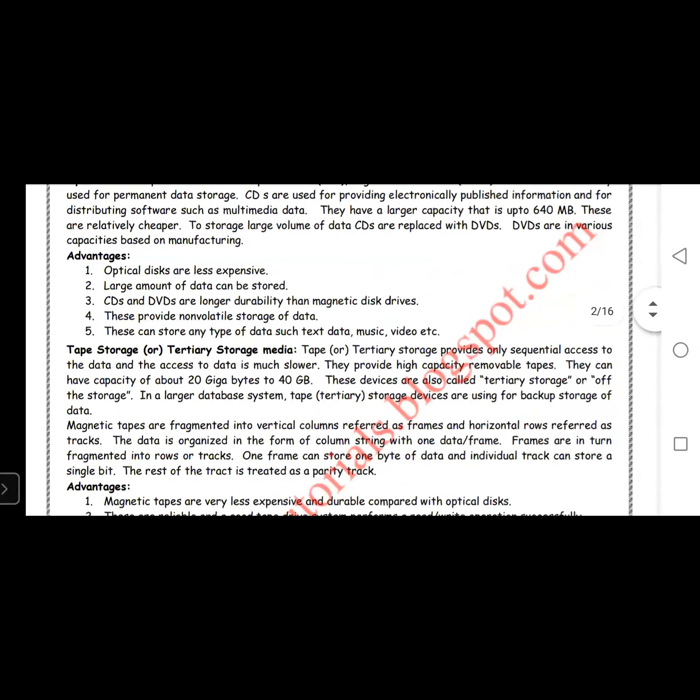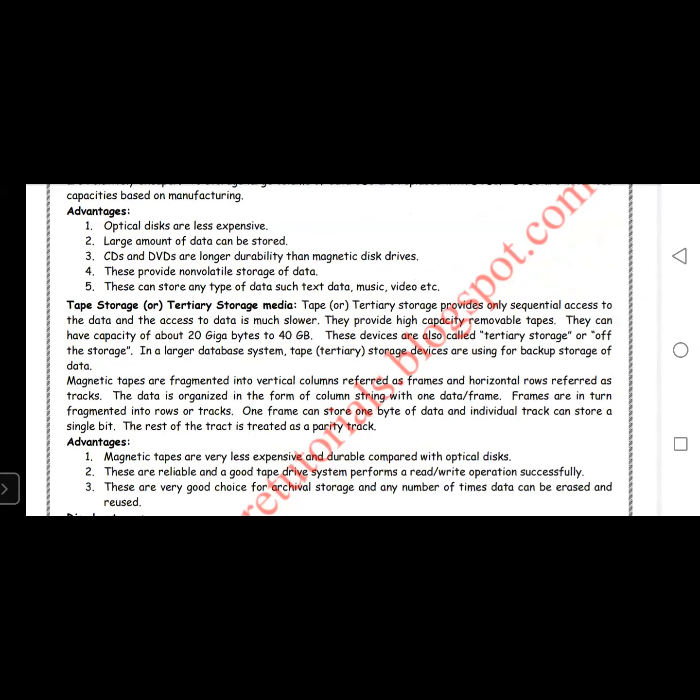Next, tape storage. Up to now we have discussed different types of storage devices: cache memory, main memory, flash memory, magnetic disk, and optical disk. Now we discuss tertiary storage media, or secondary storage. Tape or tertiary storage provides only sequential access to the data, and access is slower. They provide high capacity removable tapes, with capacity of about 20 to 40 gigabytes. These devices are also called tertiary storage or off-line storage. In larger database systems, tape storage devices are used for backup storage of data.